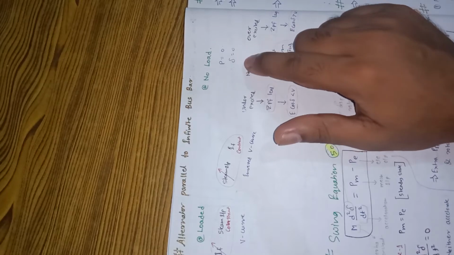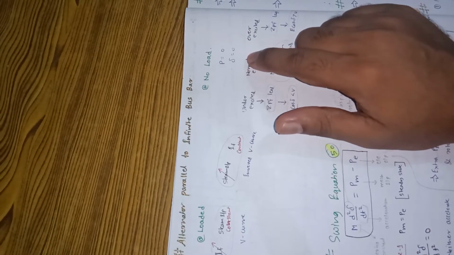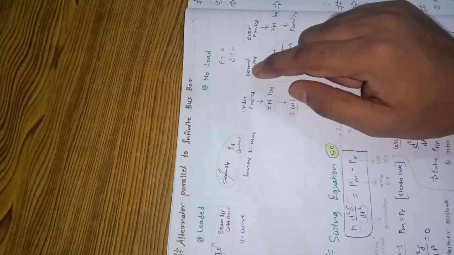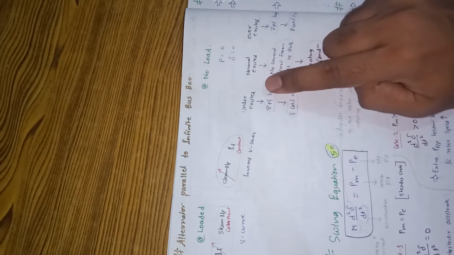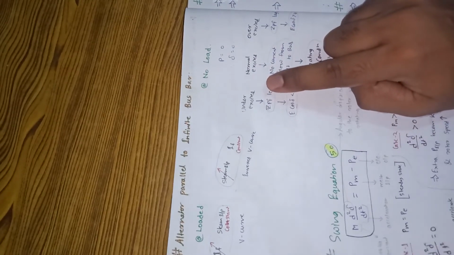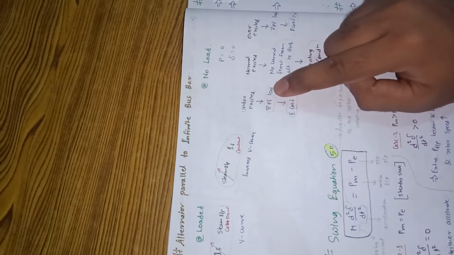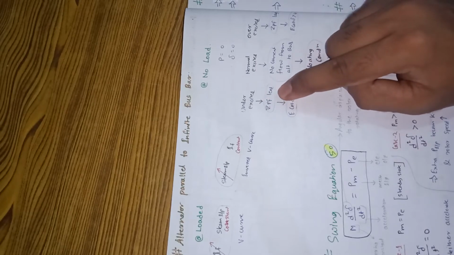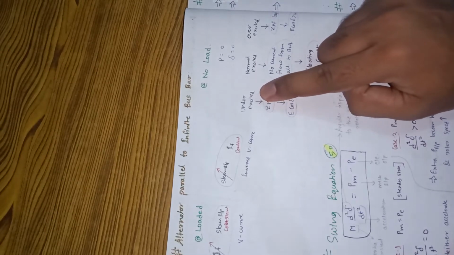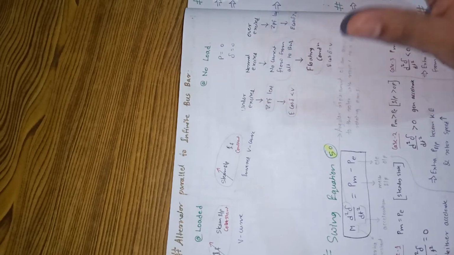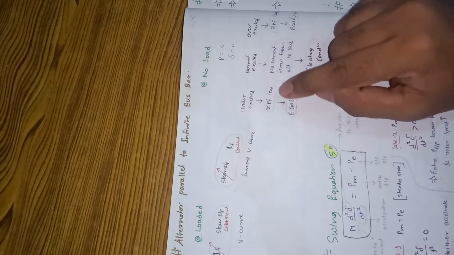P is 0, delta is 0, because they are not loaded. So for an under excited generator, ZPF lead. Under excited means what? Under excited means it will take reactive power, which means Q is negative. It will take reactive power, meaning it will take lagging current, which means it gives leading current, meaning ZPF lead.